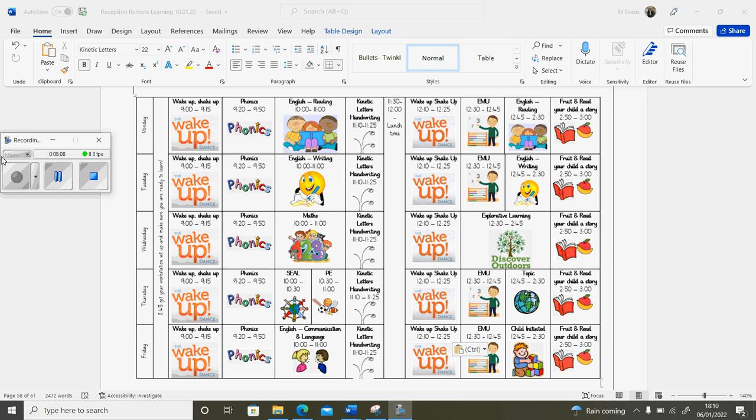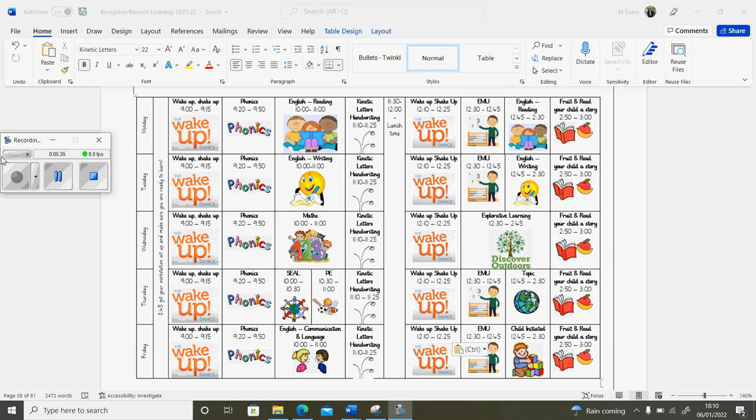And then in the afternoon, you've got your wake up, shake up. We've got our emu and we've got our child initiated, which is a lovely end to a Friday. That's when you can get out your Lego, your toys, and you learn through play. It could be Play-Doh, it could be dressing up costumes, anything that you have. Do that in the afternoon, please. And then finish your week with a nice story and a piece of fruit.